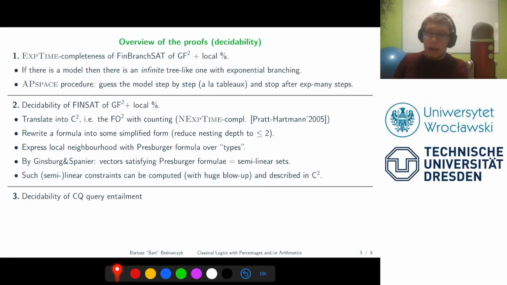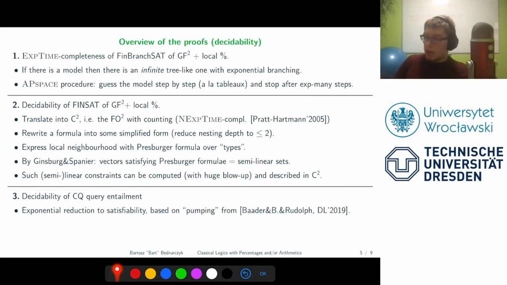Okay, and for query entailment, we just reuse the existing techniques based on some pumping arguments. So we would like to obtain models of a high girth so that from the query point of view, our finite models and infinite ones, infinite tree-like ones, will look the same.